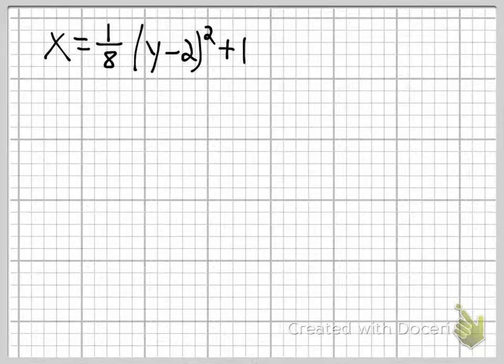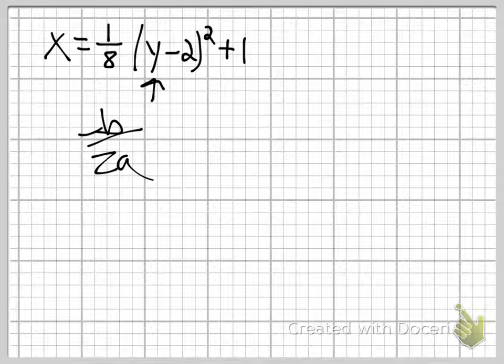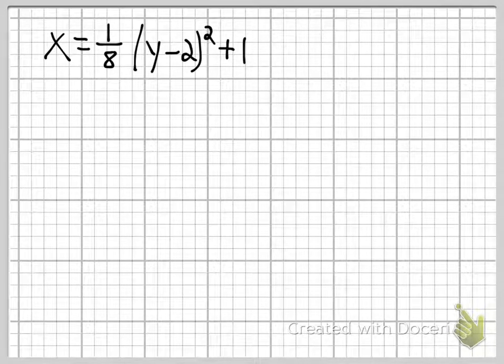Well, do not use negative b over 2a here for two reasons. One, it's not in standard form, and two, that might not be necessarily how you do it with a horizontal parabola. So instead, we know this is in vertex form. We just need to find the h and the k.